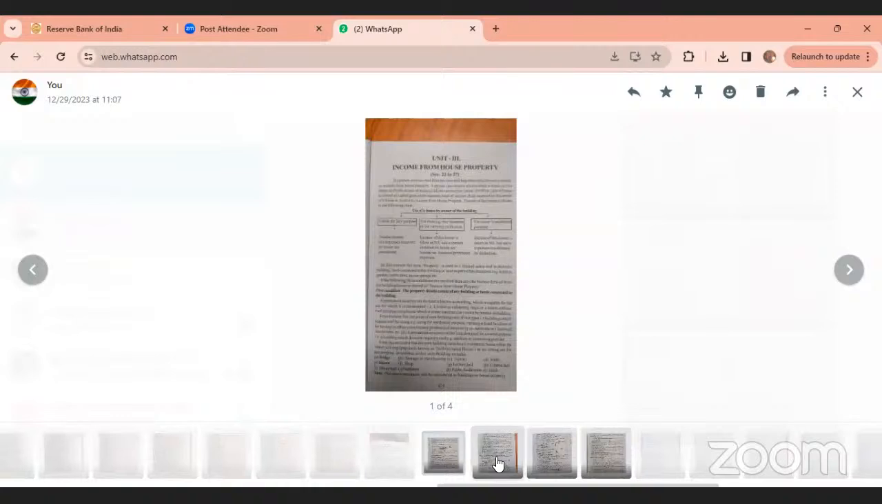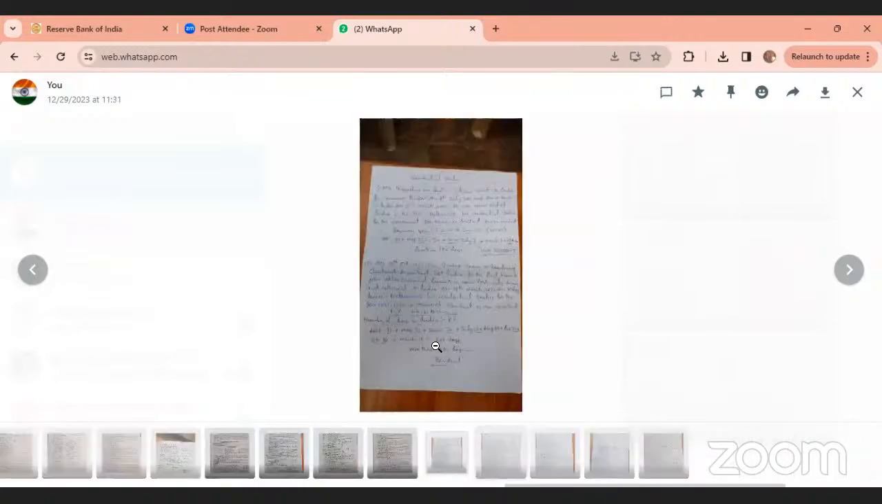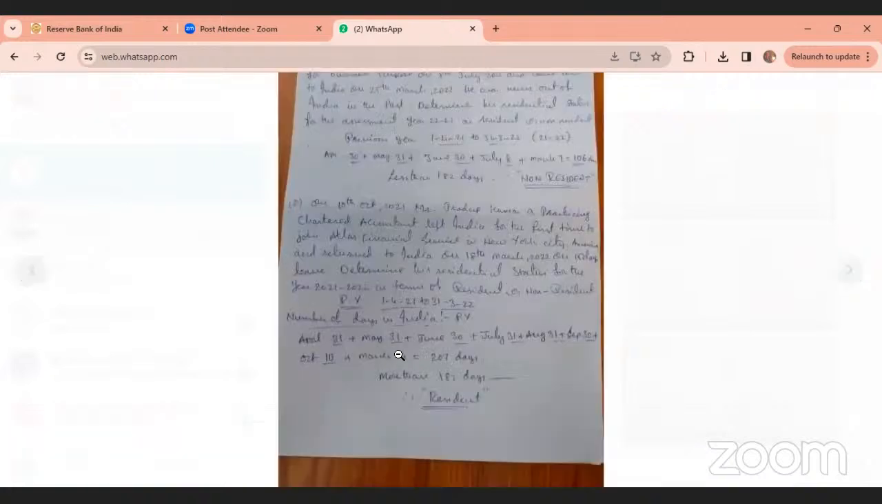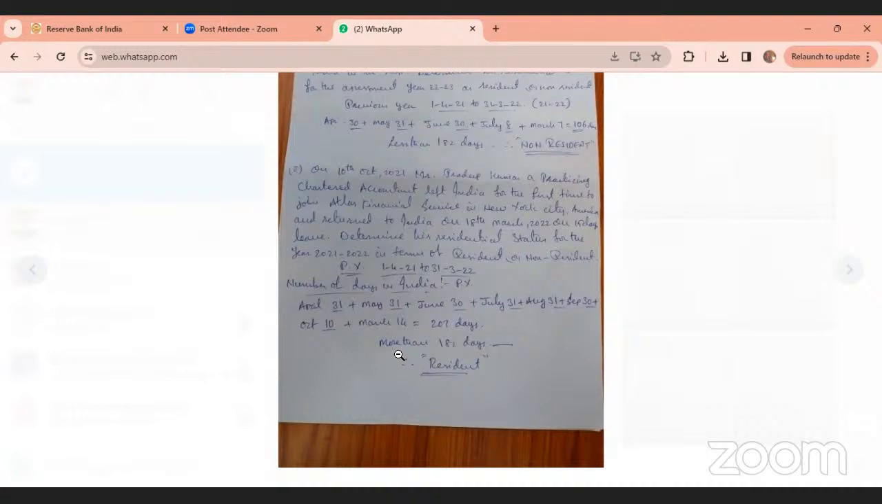Now, see the second one. On 10th October 2021, Mr. Pradeep Kumar, a practicing chartered accountant, left India for the first time to Atlas Financial Services in New York City, America. Now he returned to India on 18th March 2022 on 15 days leave. Determine his residential status for the year 21-22 in terms of resident or non-resident.